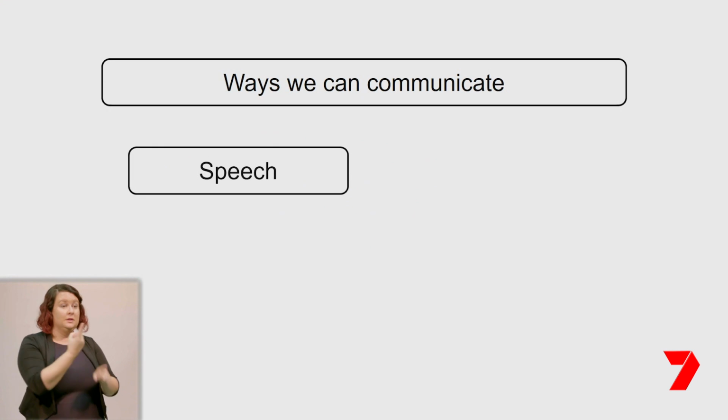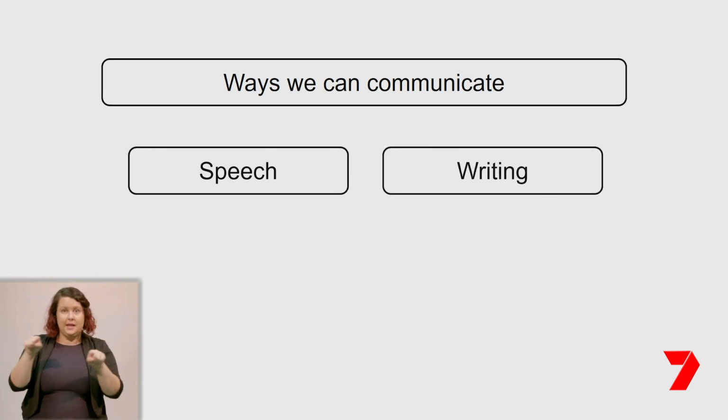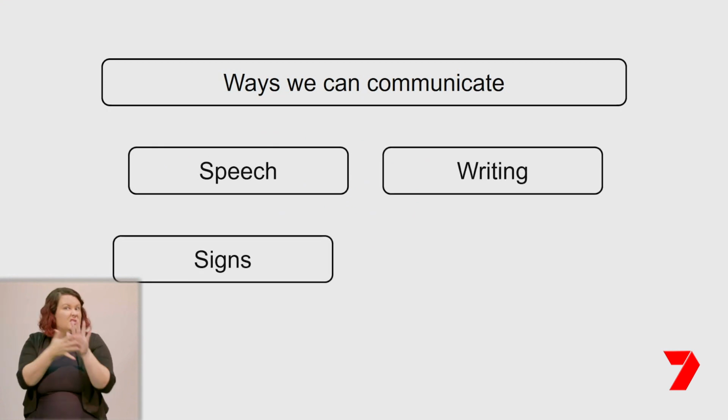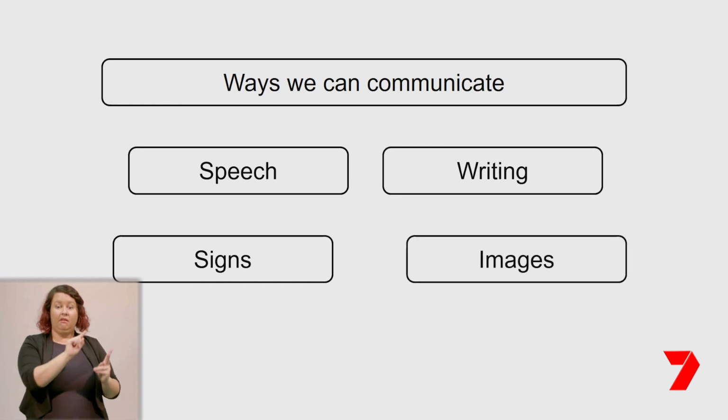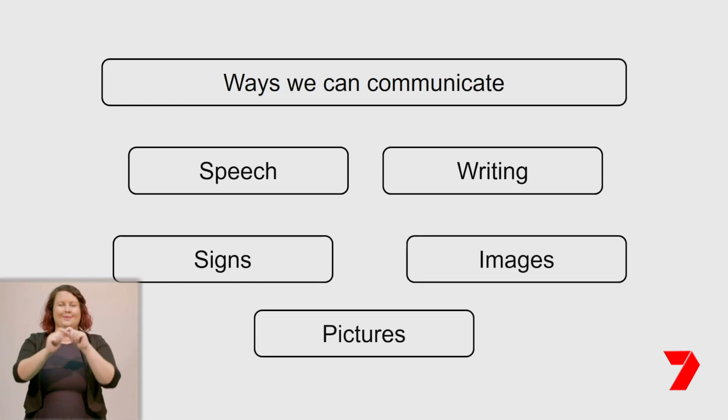Before we consider what multimodal texts are, it is helpful to think about the way that we communicate ideas with other people. We use a variety of modes or ways to communicate ideas and messages. We communicate through speech, writing, signs, images, and pictures. All of these different ways of communicating can be used to create a multimodal text.